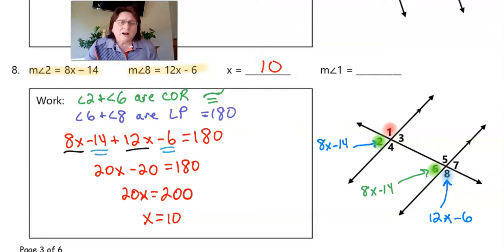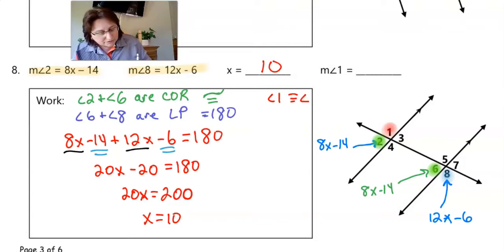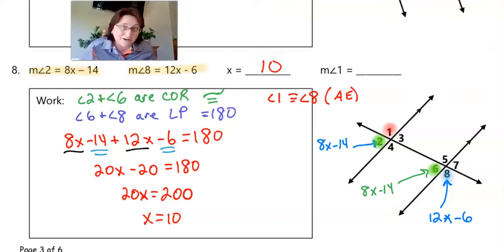So I'm going to look at it and say, you know what? I know that angle 1 and angle 8 are alternate exterior angles. And if they're alternate exterior angles, then their measurements have to be congruent because my lines are parallel. So that means, and we're going to write this down, angle 1 is congruent to angle 8, and in parentheses, I can put because they are alternate exterior angles.